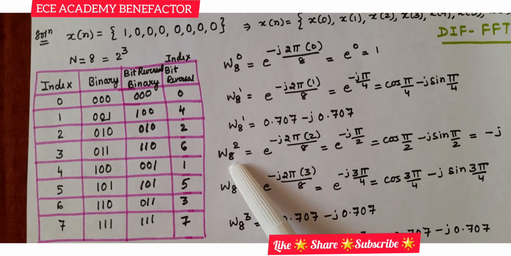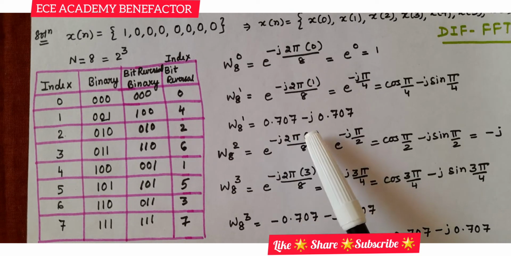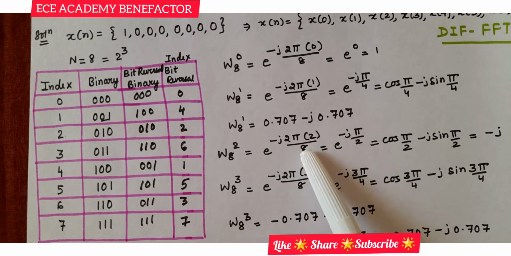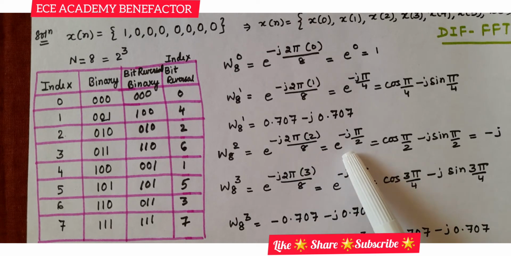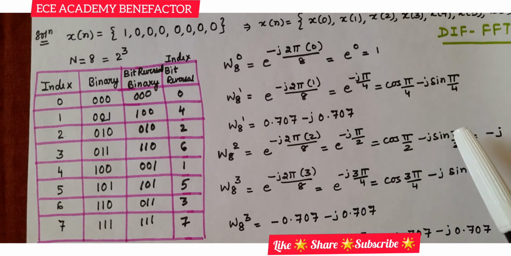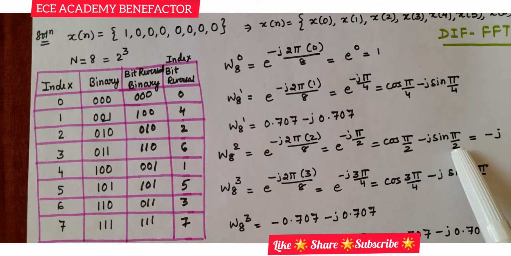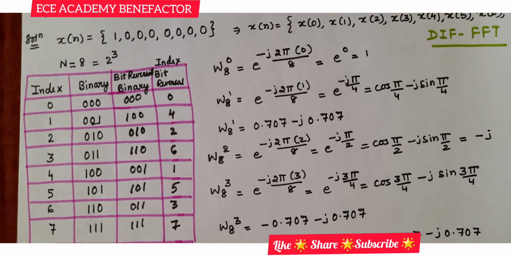W8 to the power 2 is e to the power minus j 2 pi, k is 2, N is 8. On simplifying, you will get e to the power minus j pi by 2, which is equal to cos pi by 2 minus j sin pi by 2. Cos pi by 2 is 0 and sin pi by 2 value is 1. So you get it as minus j.